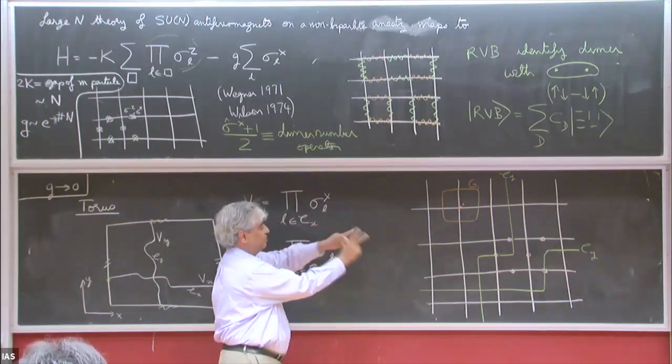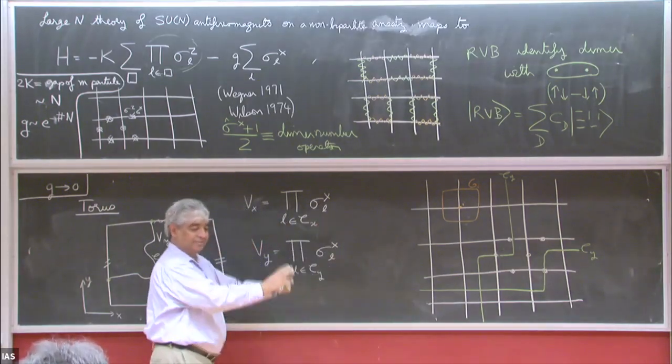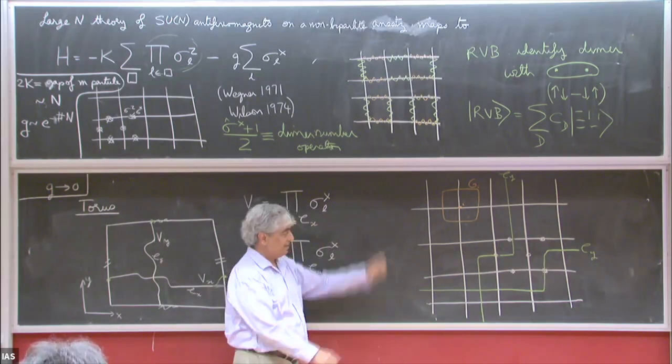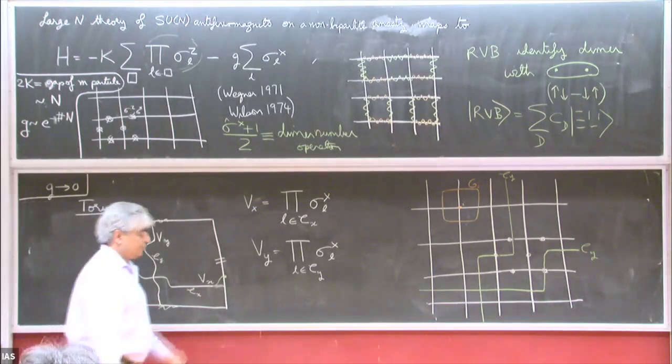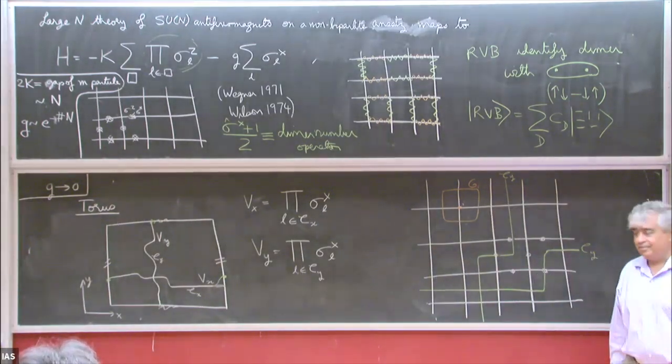So you can take the product of the G's, but because they're closed loops and you go around the whole torus, if you take a whole bunch of them, they will just disappear into nothing. You cannot create an open line with that. All right, so now you have an extra conservation law which commutes with the Hamiltonian.